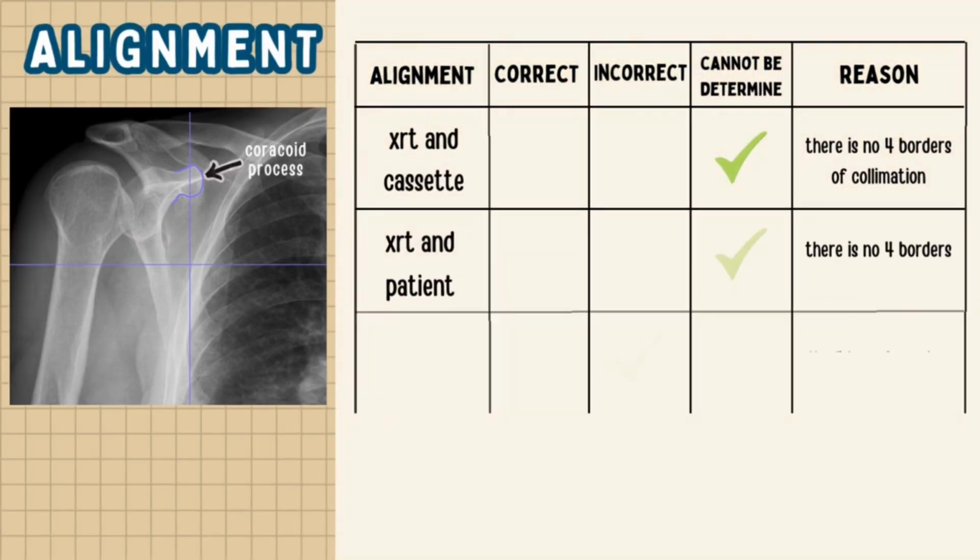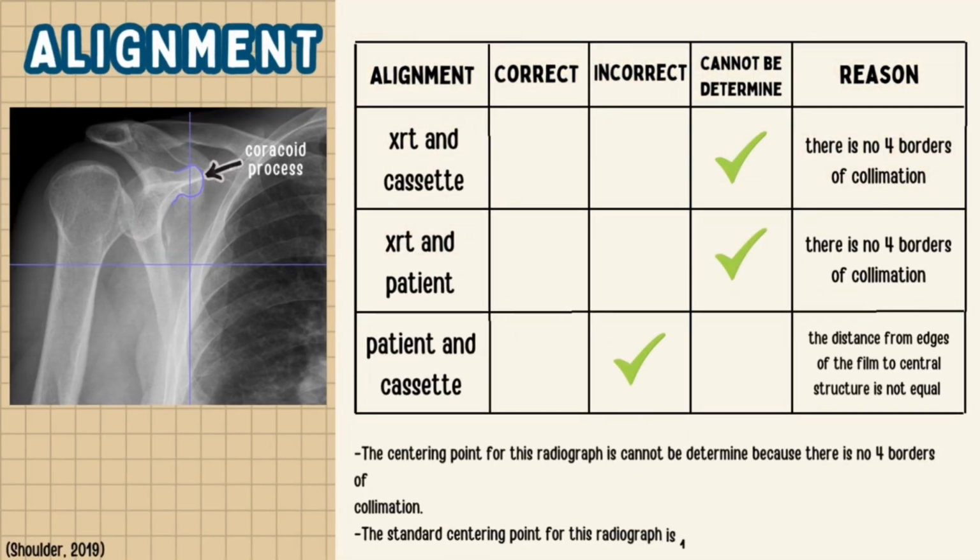On the next slide, I will explain the alignment. In this radiograph, the alignment between the tube and cassette cannot be determined because there are no four borders of collimation. The alignment between the tube and patient cannot be determined for the same reason. The alignment between patient and cassette is incorrect because the distance from the edges of the film to the central structure is not equal. In addition, the centering point cannot be determined because there are no four borders of collimation. However, the standard centering point for this radiograph should be 1 inch inferior to the coracoid process, as shown in the image.